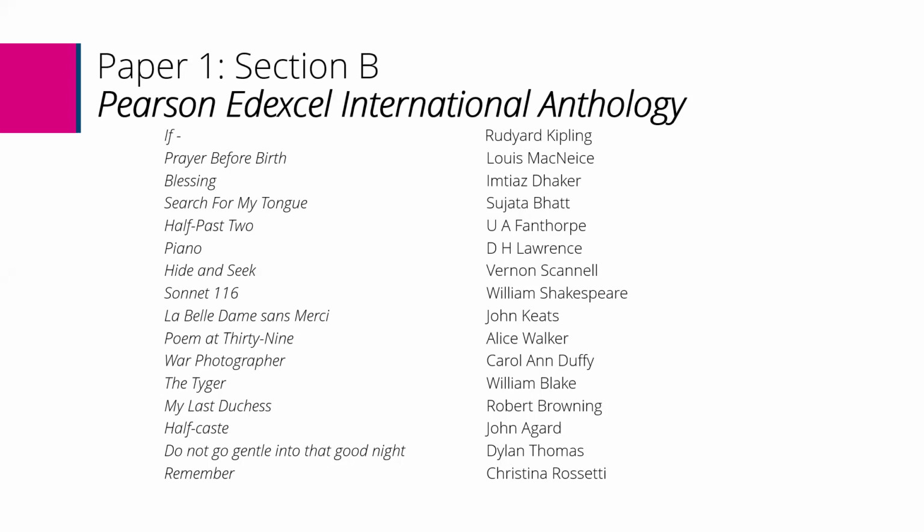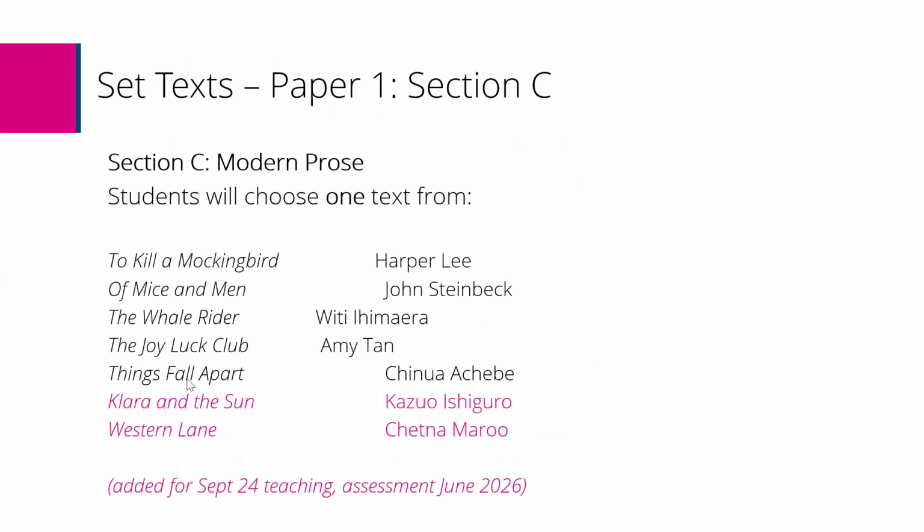Okay, so hopefully you've had a little bit of time to look through that. So we're going to move on now to think about section C, the modern prose. Here, students choose from one of the following texts: To Kill a Mockingbird, Of Mice and Men, The Whale Rider, The Joy Luck Club, and Things Fall Apart.